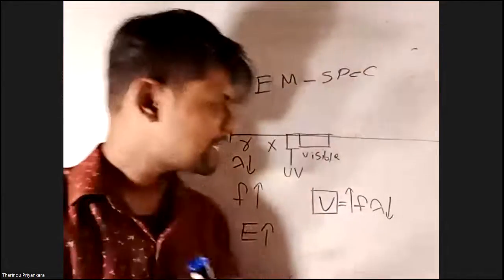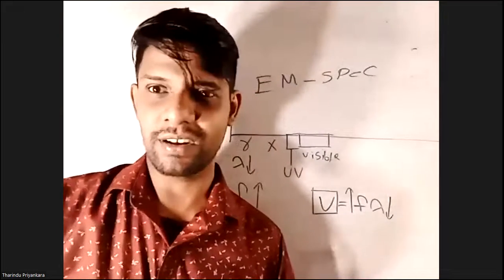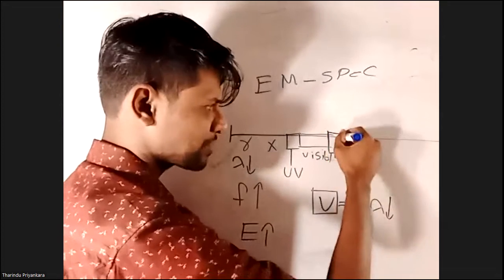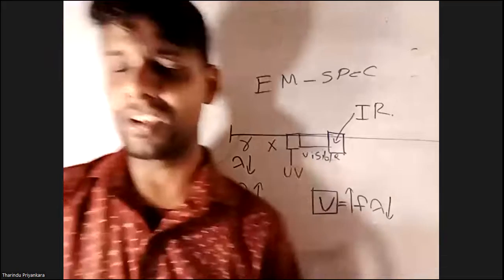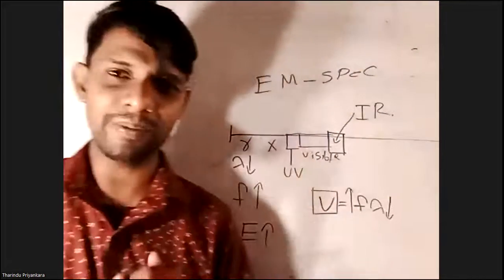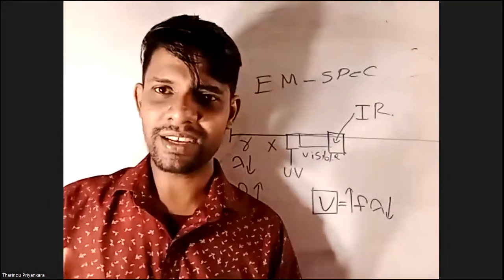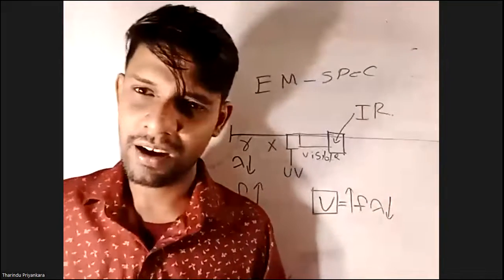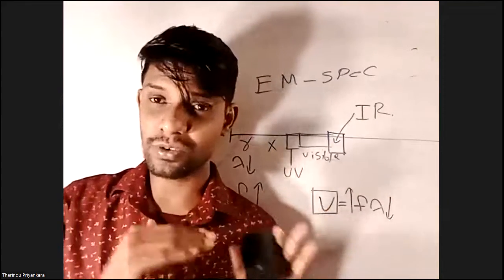And below, this is the most important thing in blackbody radiation, the radiation I'm going to teach you. This part is extremely important. That is called IR, the infrared region. Why is the infrared region really important in the case of blackbody radiation? Can anybody tell me why this infrared region is so important?